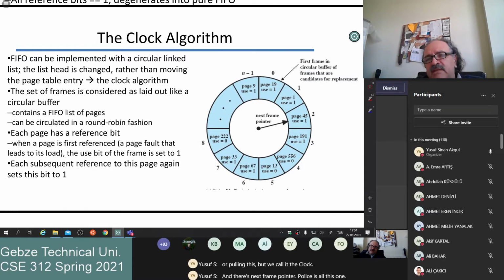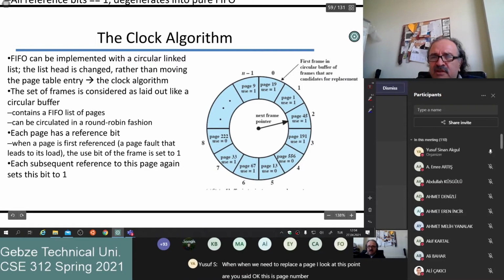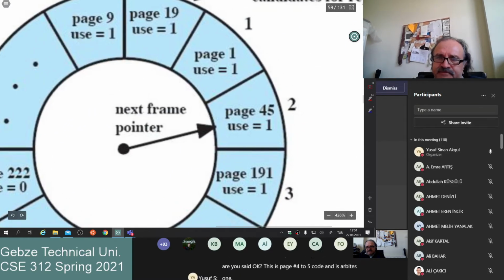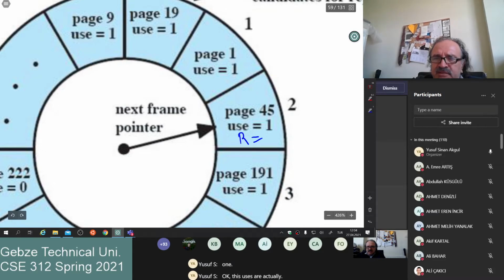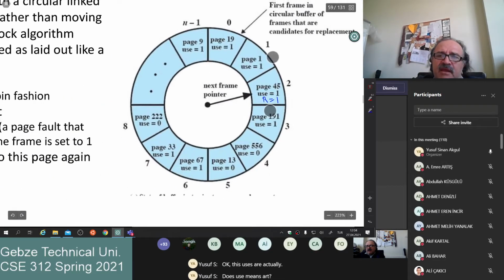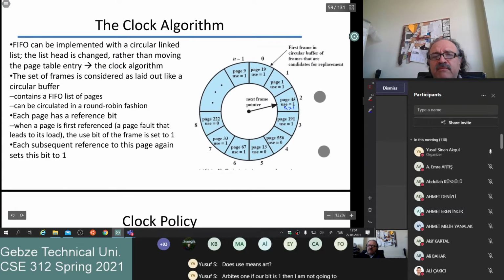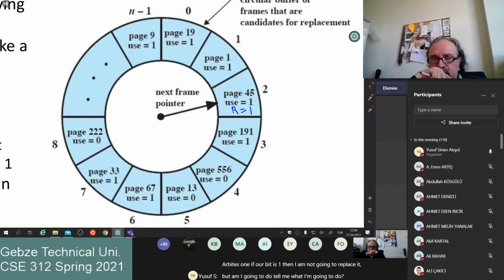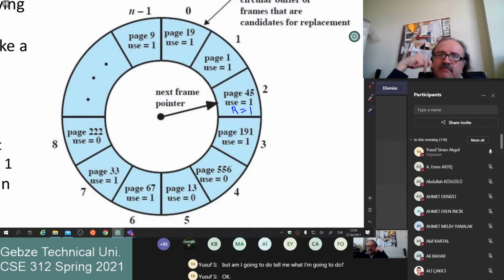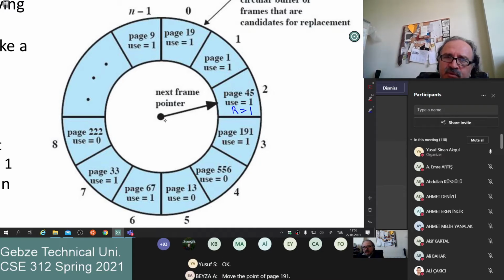When we need to replace a page, I look at this pointer. It says, okay, this is page number 45. Good. And its use bit is 1. This use means R, actually. R bit is 1. If the R bit is 1, then I am not going to replace it. What am I going to do? Tell me what am I going to do. Okay. Move the pointer. Exactly. Move the pointer here, and make this R 0.